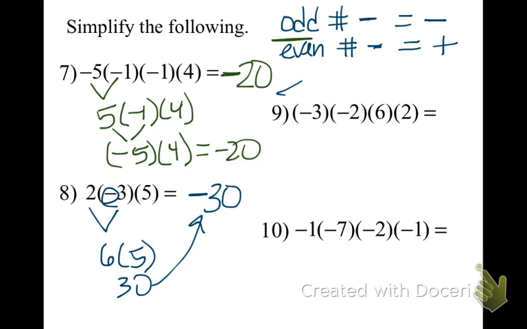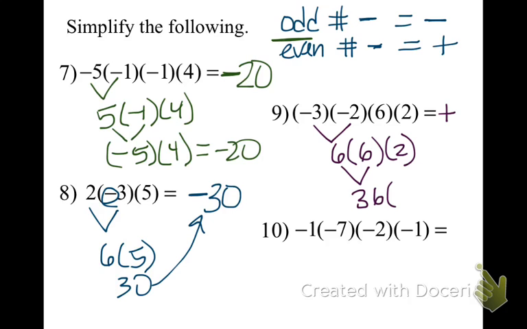Now go ahead and try to do number 9 and number 10 on your own. Taking a look at number 9, I have 1, 2 negatives. 2 negatives is an even number, so that means my answer should be positive. Now I just have to do a lot of math. 3 times 2 is 6. Bring down my leftover numbers. 6 times 6 is 36. Times 2, 36 times 2 is 72. So 72 is my answer.